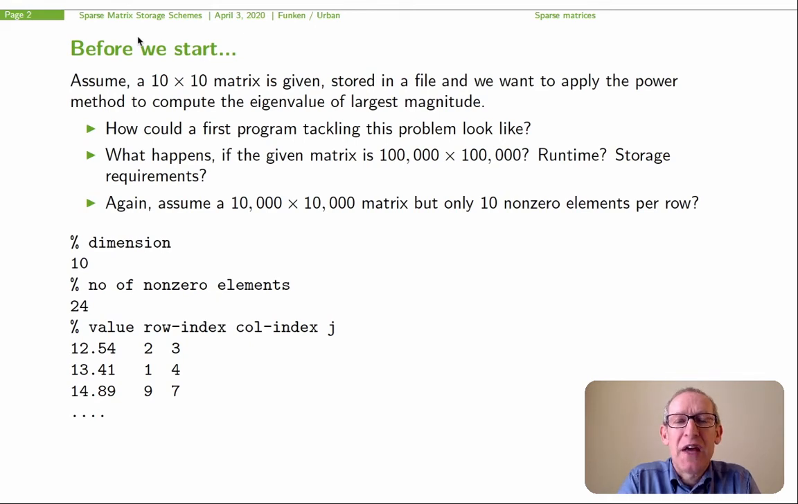But if the matrix has only a fixed number of elements per row and the number is small, the storage would be possible. But how would you realize the matrix vector multiplication? And that would be the topic of today's lecture. And the question is if there is a most efficient or only one way to realize the implementation, or what we have to consider.